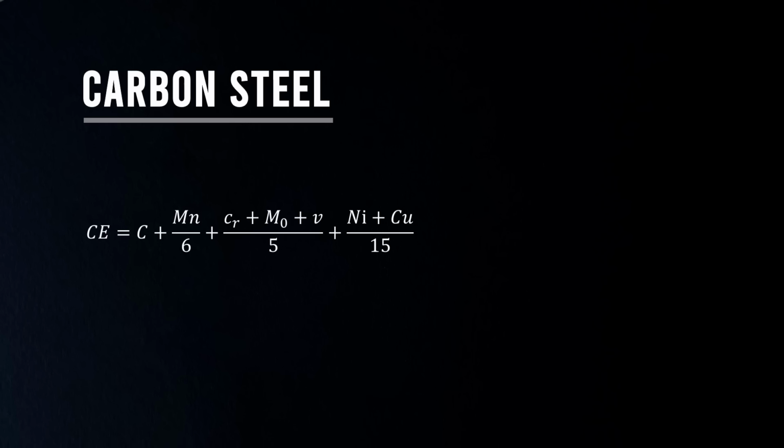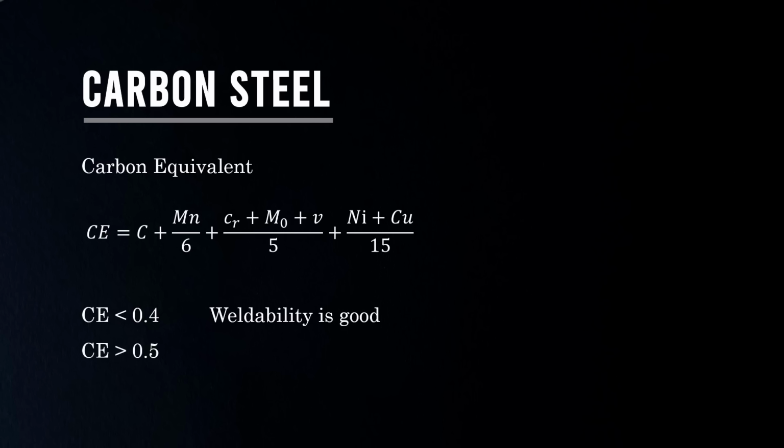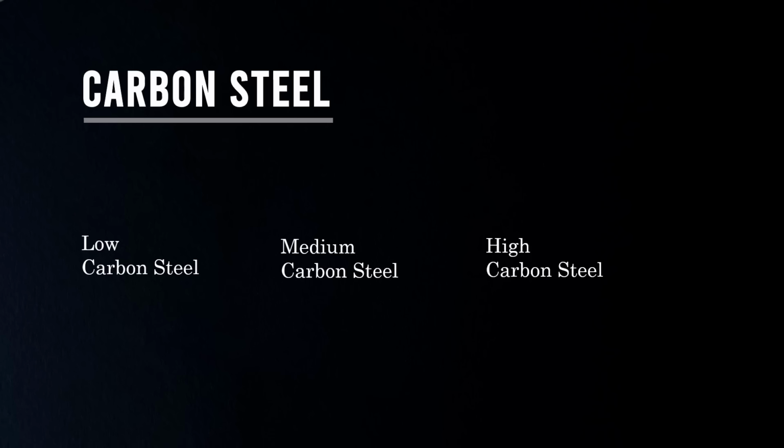There's even a formula to estimate how weldable a steel is. The formula is called carbon equivalent. If CE is less than 0.4, weldability is good. But if CE is more than 0.5, it may need preheating and control. Otherwise, steel can crack or fail to fuse properly during welding. Now, based on the carbon percentage, carbon steels are broadly classified into three categories: low carbon steel, medium carbon steel, and high carbon steel.